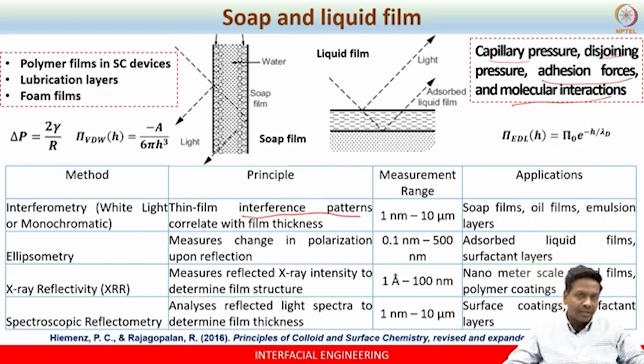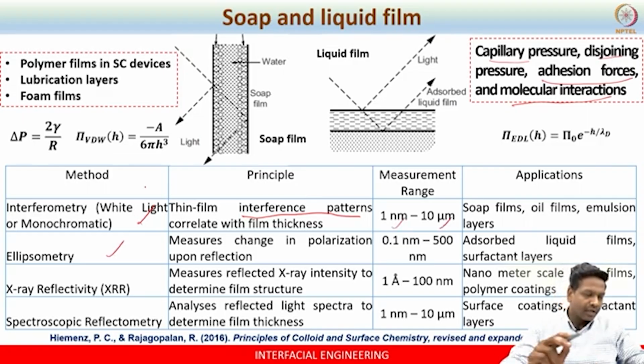Once you know the film thickness, you can correlate that to find out the capillary pressure or the disjoining pressure, okay, and later you can assess the type of forces involved. You can infer about van der Waals forces or the electrical double layer interaction and all that, right? That is all about interferometry. This is applicable in the range between 1 nanometer to 10 micrometer.